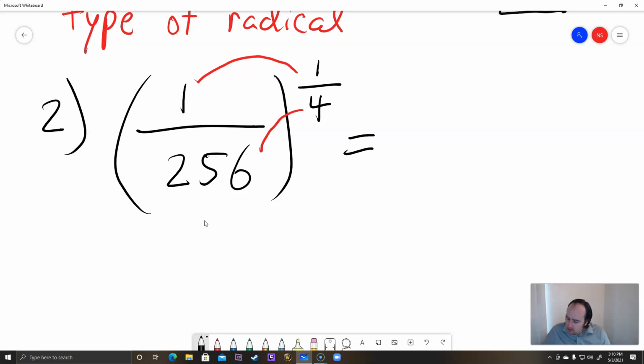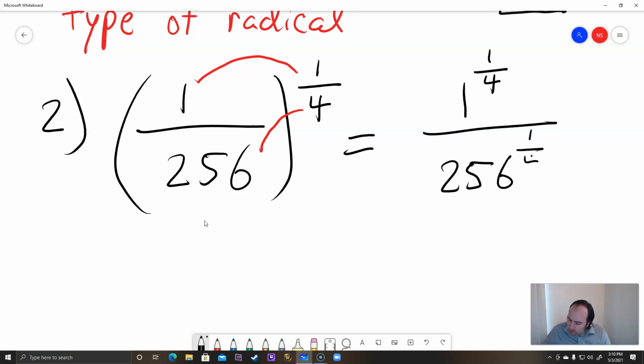So we get 1 to the 1/4 on the top, and 256 to the 1/4 on the bottom. You're allowed to do that because of the rules of exponents that we learned in an earlier lesson. Remember, the rules of exponents say that you can distribute your exponent as long as the numerator and the denominator only have one term. Because they only have one term, we were allowed to distribute. Now remember, 1 raised to any power is still 1. So 1 to the 1/4 is just going to be 1.